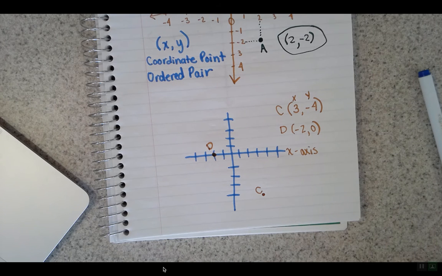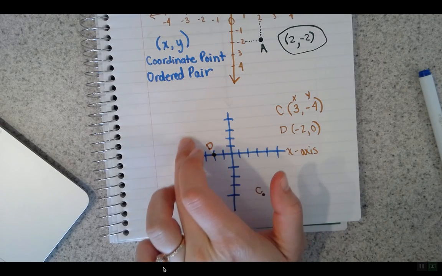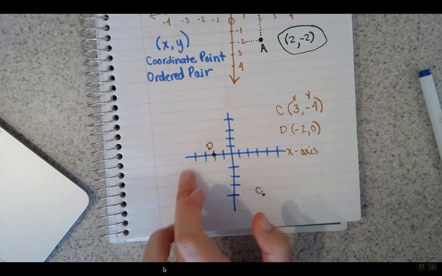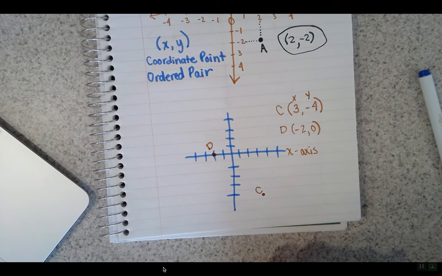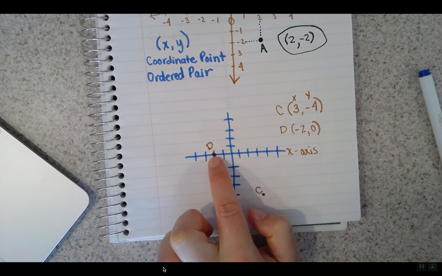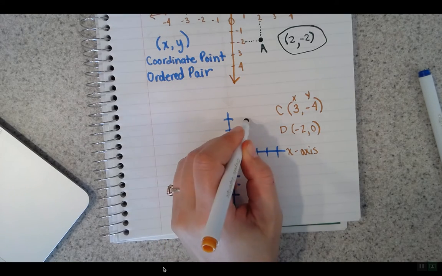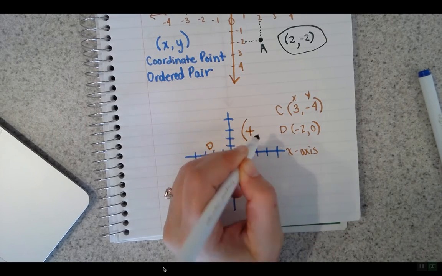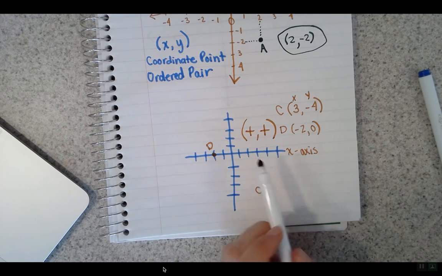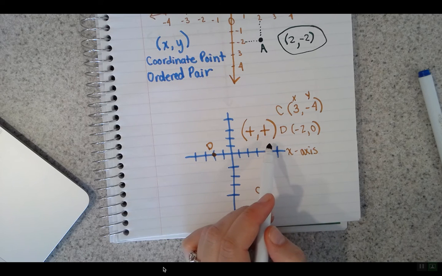Okay, so points can lie in this region of the coordinate plane, this region, or this region. Points can even lie on top of the axes, like D here. D is lying on top of the x-axis. Whenever you're given a coordinate pair, an ordered pair, with 2 positive numbers in it, you'll be in this region of the coordinate plane.